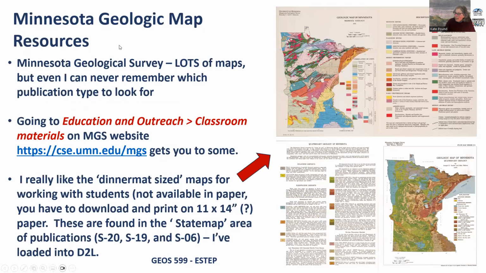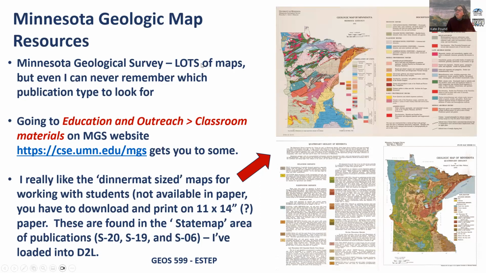Now, the next thing I want to think about is, okay, there's geologic maps out there. But in your classroom, I'd imagine it's kind of difficult to work with large paper geologic maps.